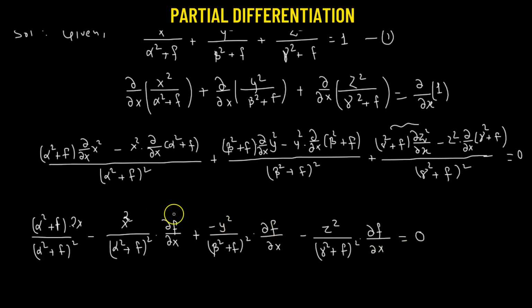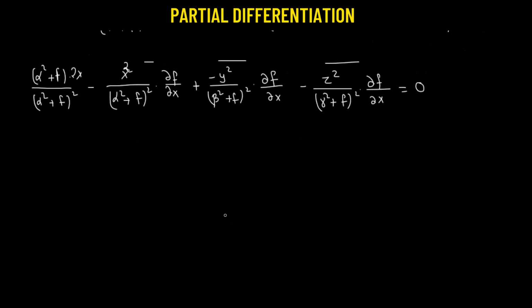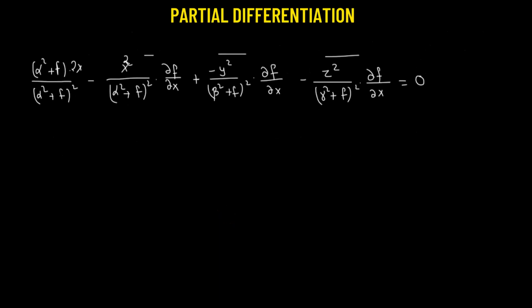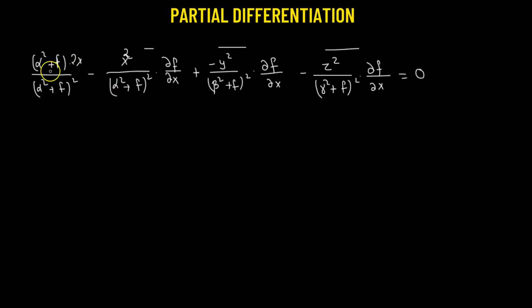So what we can do from the second, third, and fourth terms, we can take partial of f with respect to x as the common factor. So that means now, in the first term, alpha squared plus f from the numerator and one alpha squared plus f from the denominator goes away. This leaves us with 2x divided by alpha squared plus f, minus, we'll take partial of f with respect to x as the common factor.